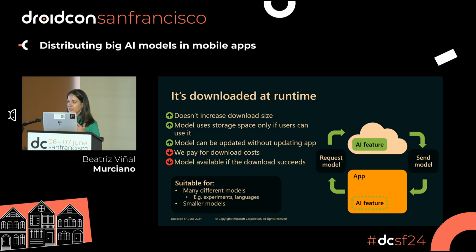We don't use space for users who can't use the feature, and now we can update the model separately from the app, because users can download a new version anytime from any version of the app. If we build a mechanism to do that, and if we are careful with backwards compatibility, always remember there may be someone with a really old version of the app downloading a very new model, and that should still work.